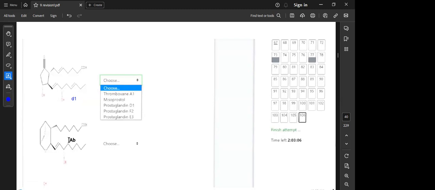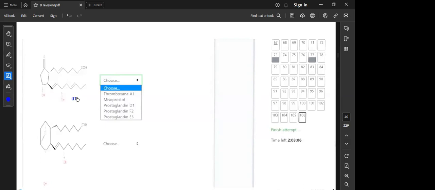Hizi si zile tulikuwa tumejibu before. These are different ones. Yeah. I don't even know if I've done that. The things you just need to know.